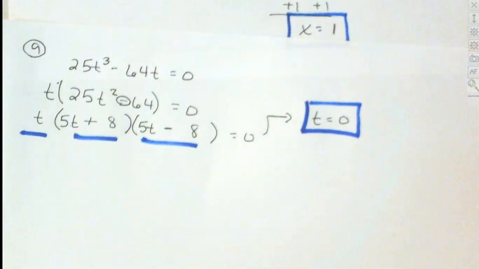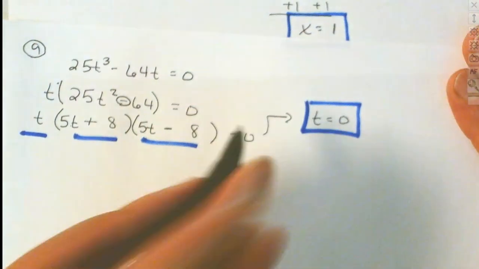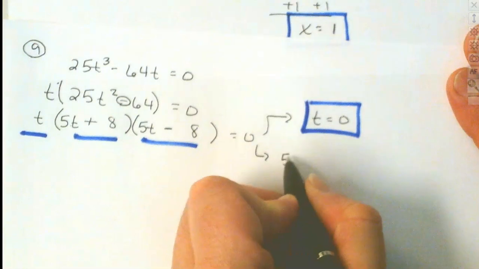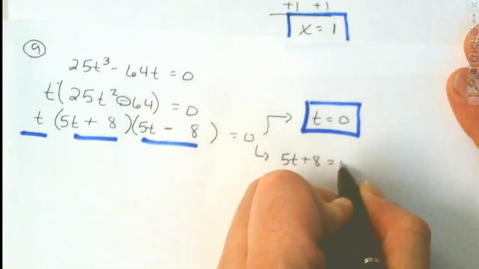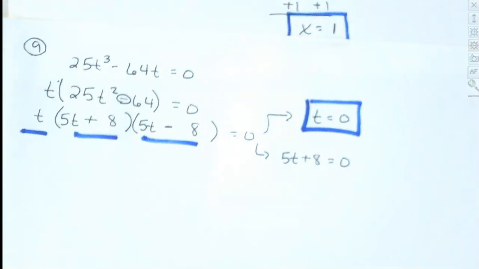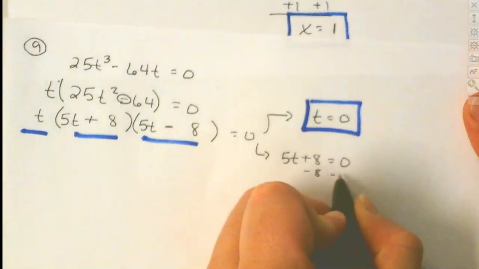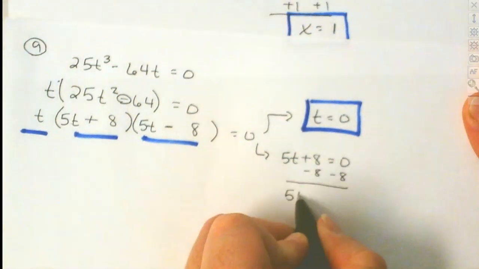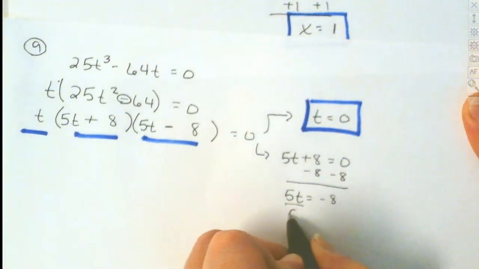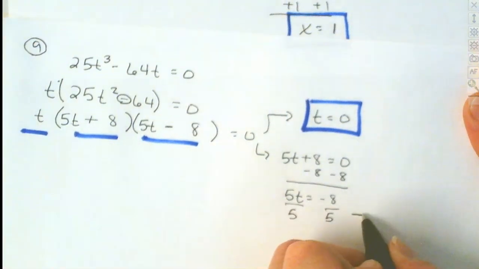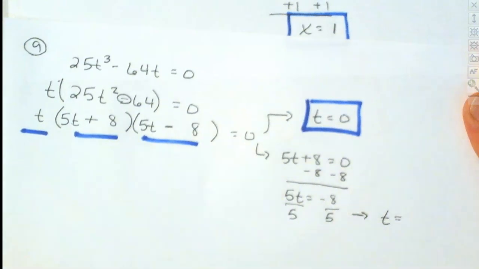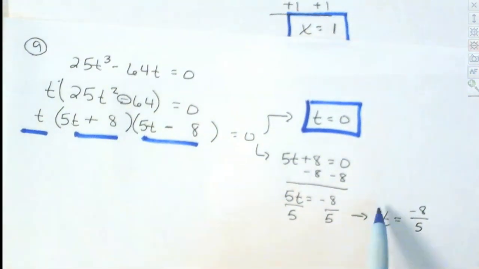Now, what about the other 2? The other 2 are 5t plus 8 equals 0. You should have no trouble solving this, right? It's a linear equation. How do we solve it? Yep, move that 8 over, divide by 5. So move that 8 over with subtraction, divide by your 5. And what does that give me then? It gives me t equals minus 8 fifths. There's 2 of the 3 solutions.